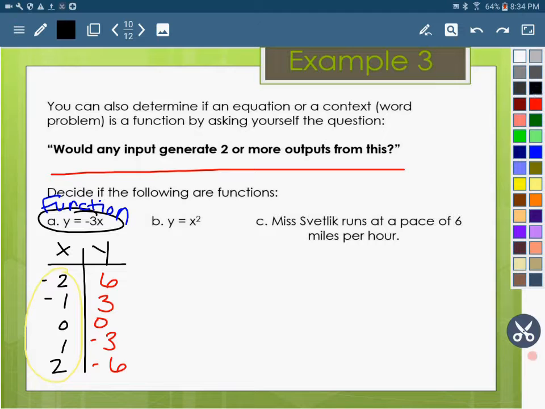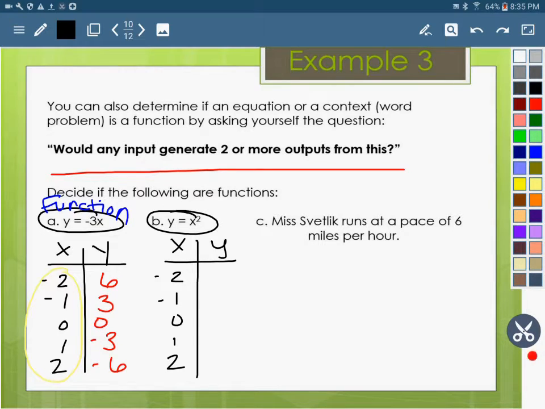If I were to make a table for the next one, again, I'm going to test the same kinds of points, positive and negative, -2, -1, 0, 1, and 2. Now, this equation is saying I need to take my input x, square it, and that's how I get my y. If you remember, squaring something means multiplying it by itself.